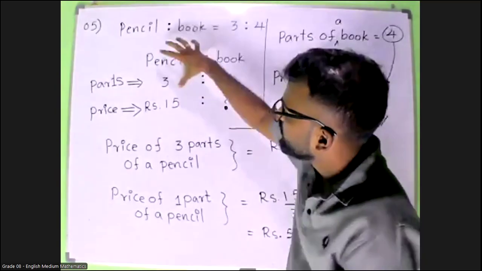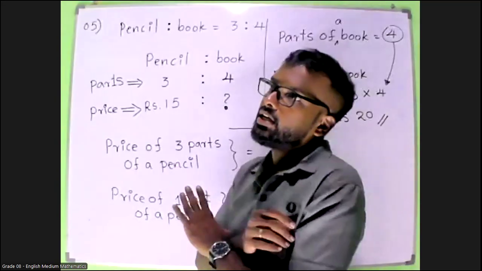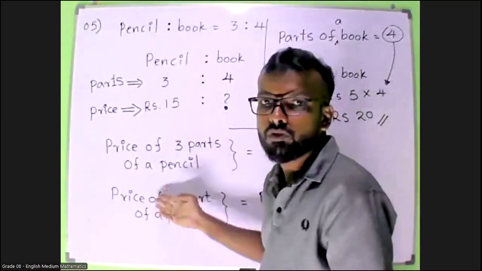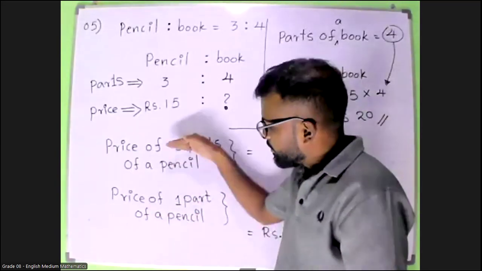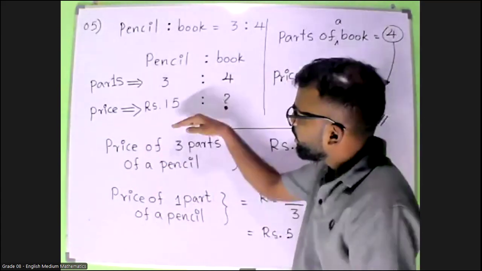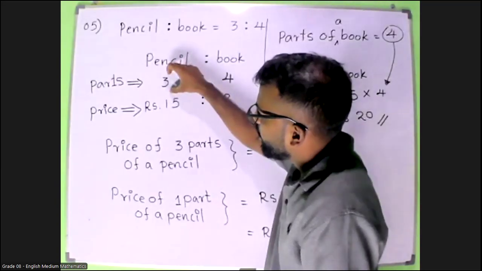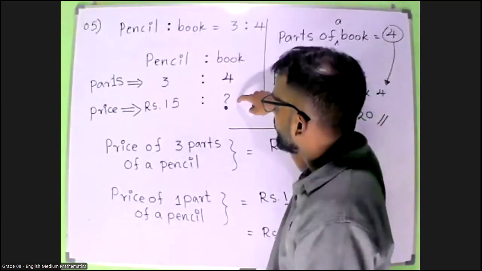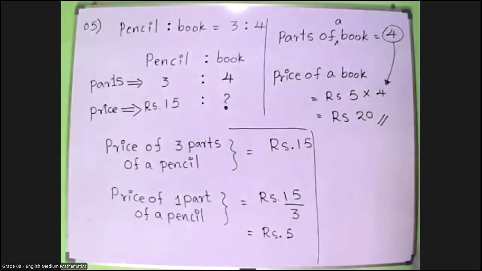If you draw this cake, the question is totally 90% done. Then you have to write these in your own words. Find the price of one part, then multiply that price of one part by 4. Then you can obtain the price of the book. Okay, let's go to the next one.